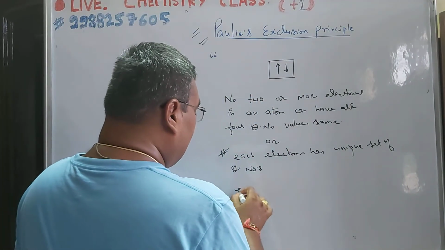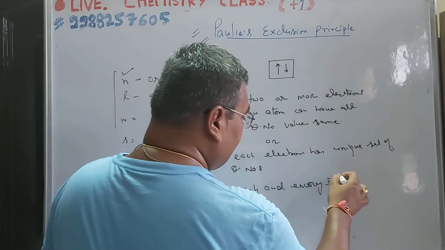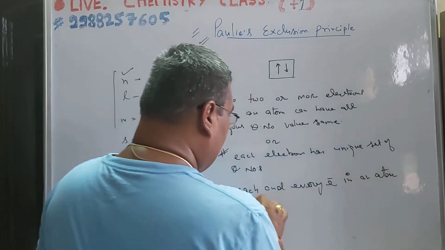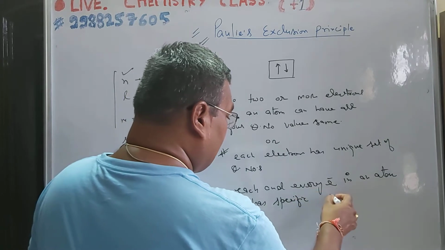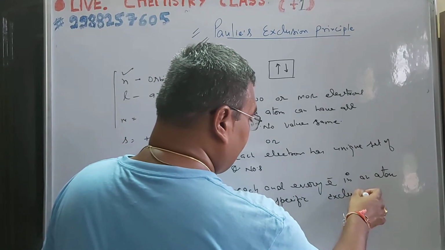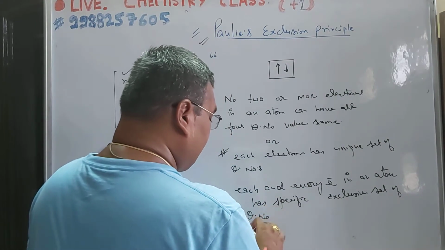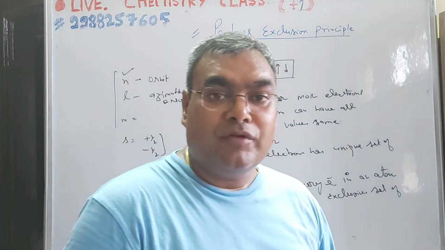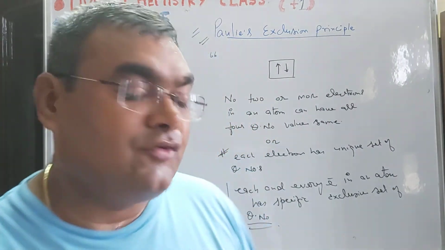That means each and every electron in an atom has a specific, exclusive set of quantum numbers. As you know, quantum numbers are those numbers which provide you complete information about an electron within the atom.